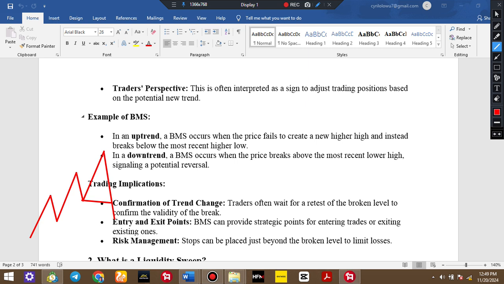In a downtrend, a BMS occurs when the price breaks above the most recent lower high, signaling a potential reversal. That is, in a downtrend when price is coming down, giving you lower highs and lower lows, right? The next move is for price to probably come down, but rather it breaks above the lower high, right? Then it's indicating that price is giving a bullish kind of reversal.